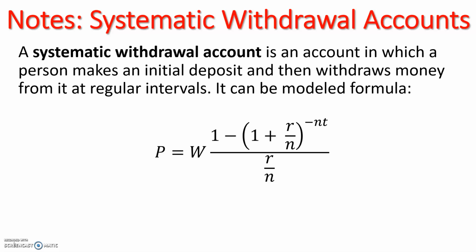plus R over N to the power of negative NT all over R over N. Note here, P stands for principal, W, withdrawal amount, R, the interest rate, N, the compounding frequency, and T, the time in years. Let's take a look at how this is used.